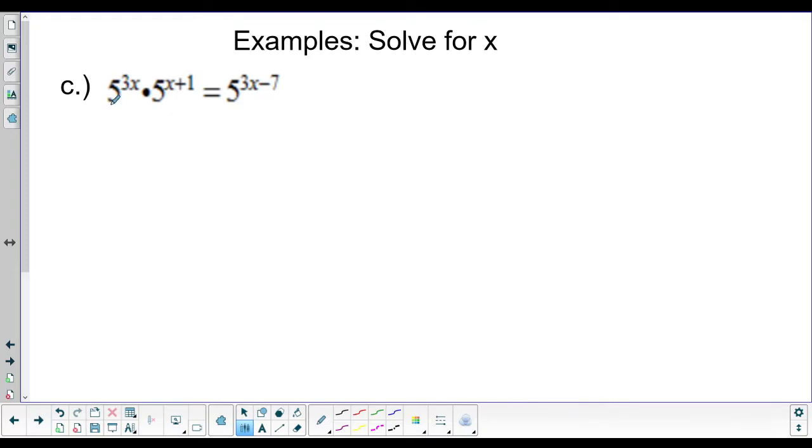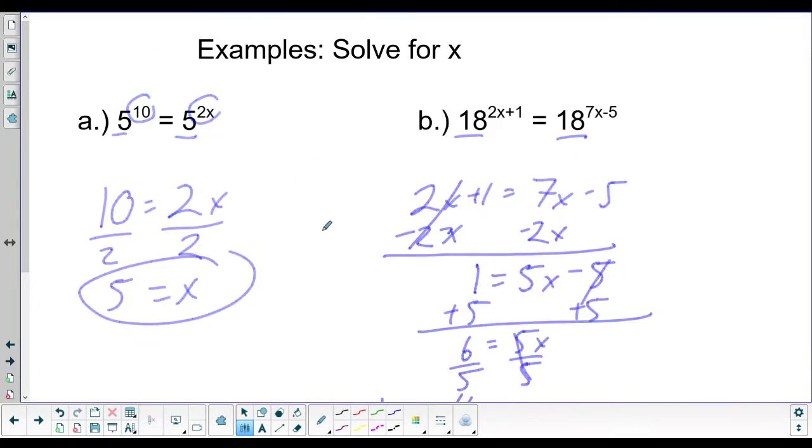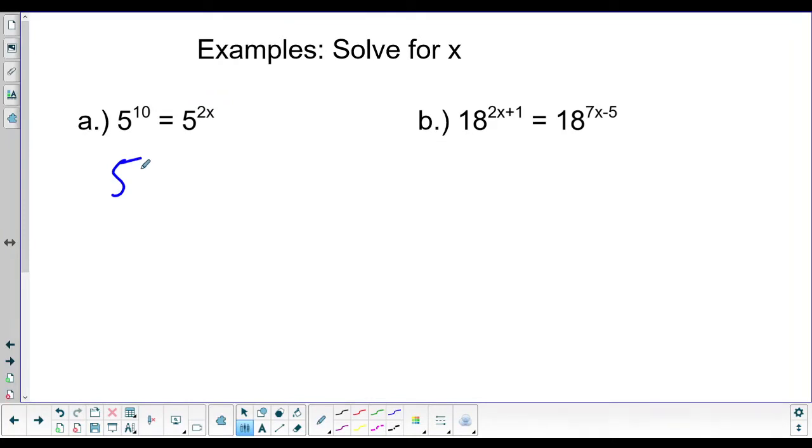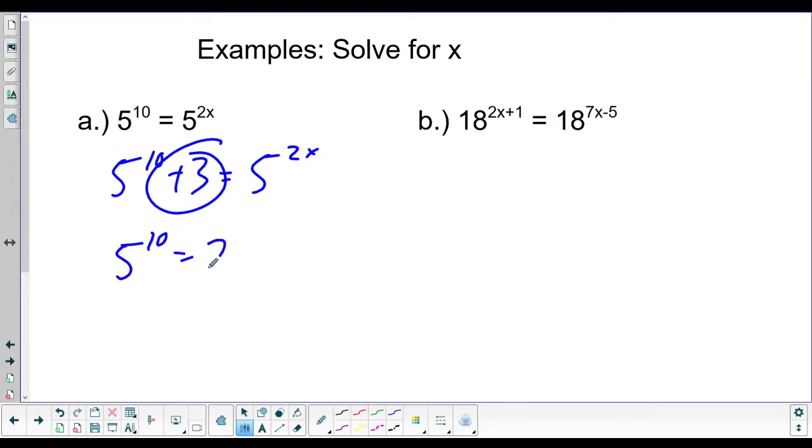All right. So we have 5 to the 3x power times 5 to the x plus 1 power equals 5 to the 3x minus 7. So we can't use this trick if we have multiple things. If you had 5 to the 10x plus 3 equals 5 to the 2x, you can't set these equal because this plus 3 messes it up. Same thing if you had 5 to the 10 equals 2 times 5 to the 2x. You can't just set this equal to this because this times 2 messes it up.